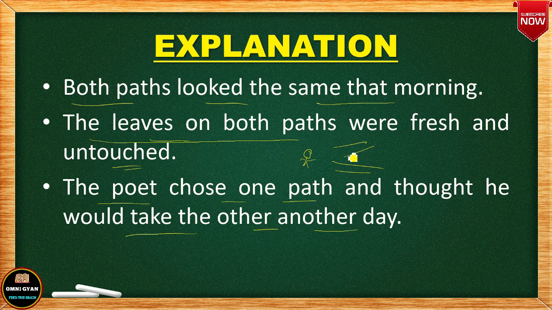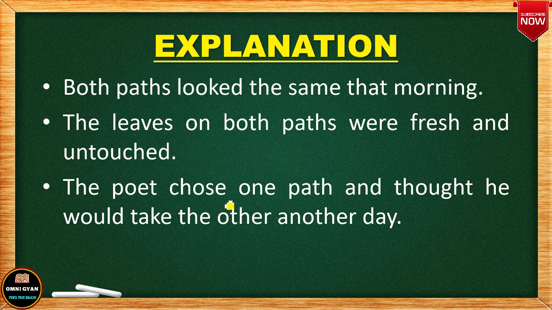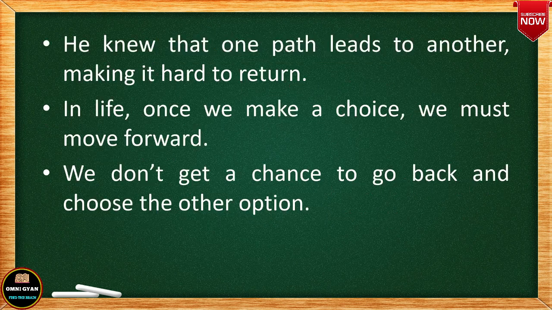So the poet thought that I can take only one path at a time. I cannot take the two paths. I cannot choose the two paths. You cannot choose the three streams together. Right? You have to choose any one stream. So in the similar manner, the poet said that I can choose only one path and the other path I can take some other day.